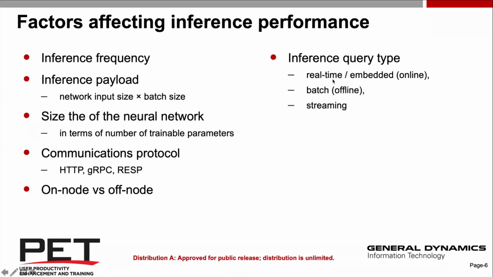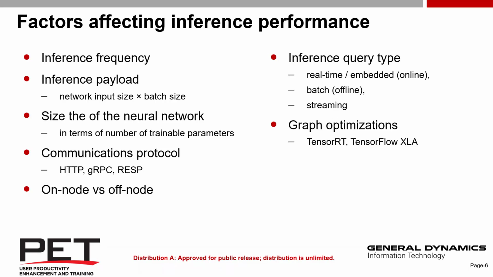So if we're doing real-time or online inferencing, which I sometimes call embedded, where you actually embed the inference call in the code itself directly, like the TensorFlow call in your CFD code, as opposed to batch or offline inferencing, where you're sending a batch of requests to possibly another server to inference in batch, or streaming. Also, any kind of graph optimization, such as using TensorRT or TensorFlow XLA, should have a substantial impact on inference performance. And finally, the model precision. So whether we're using FP64, FP32, FP16, or INT8.